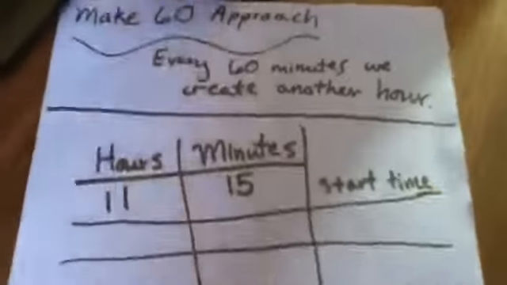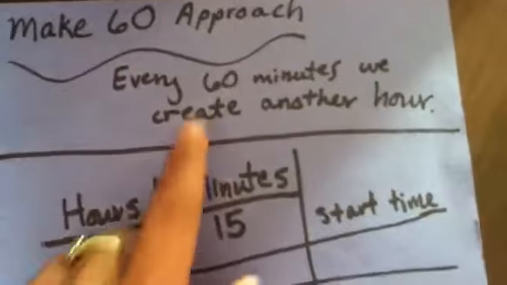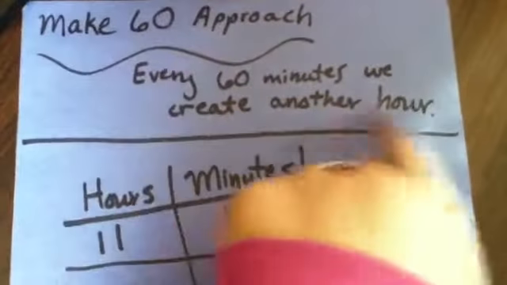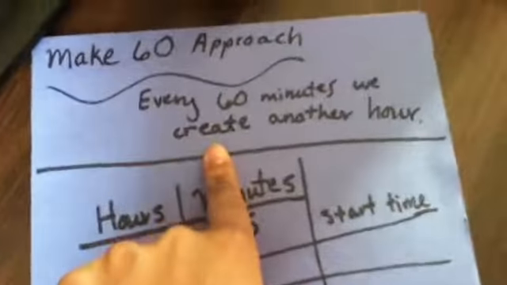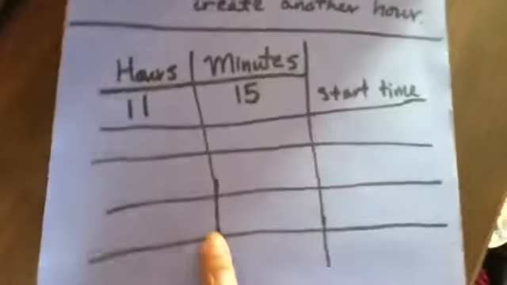So let's go ahead and look at our first approach, Make 60. For the Make 60 approach, every 60 minutes we create another hour. So it's basically what we're going to be thinking about while we use this approach. We're going to be using a chart here.